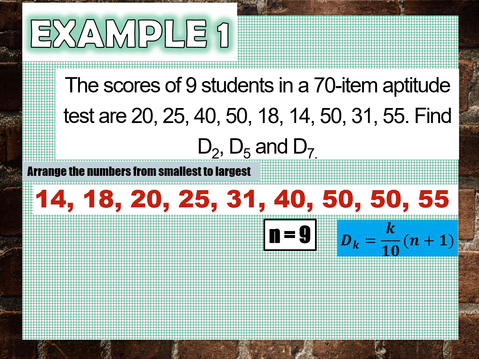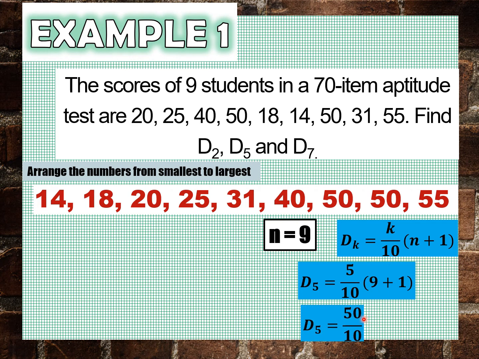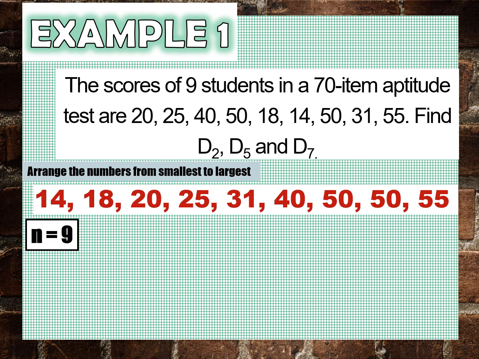Next na iso-solve is yung decile 5. So, this time, yung k natin is equal to 5. So, we have 5 over 10 times 9 plus 1. So, 9 plus 1 is 10 times 5 is equal to 50 divided by 10 is equal to 5. So, again, whole number. So, it means yung pang-limang data ang ating fifth decile, which is 31. So, 31 yung value ng ating fifth decile.